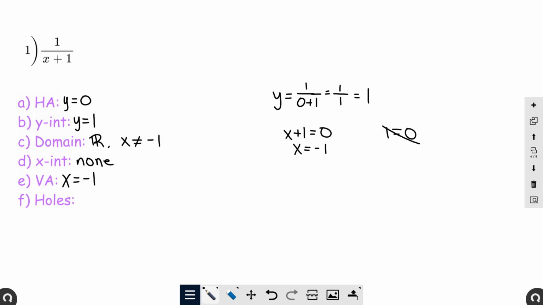Okay, and last we have holes. Now on our paper it says set what cancels out. Did anything cancel out? No, nothing can cancel out here. So do we have any holes? No. So we say none. And the more that we do, the more this will become clear. But this is a very simplified, already kind of factored problem.